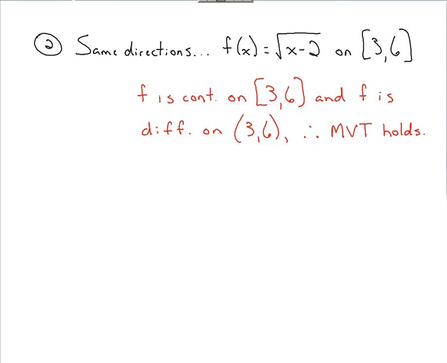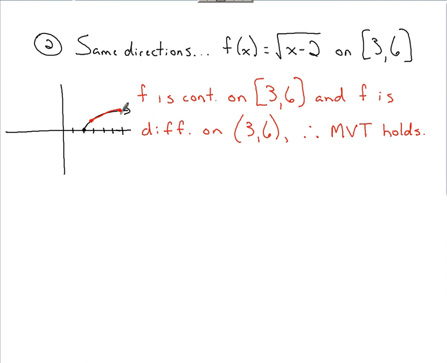Now, the reason we can conclude this, dealing with the radical function here, well, let's think about this for a minute. Square root of x, y equals square root of x looks like this, right? Minus 2 moves it 2 to the right. So there's that curve. We're looking at that curve from 3 to 6. So we're going basically from this point up to this point. We can see how it's continuous. We can see how there's no corners there, right? No breaks. So it has to be both continuous and differentiable.